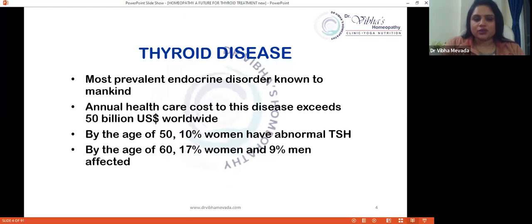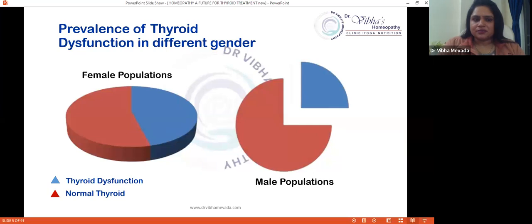And if we talk percentage-wise about how many people are commonly affected, by the age of 50, 10% of women have abnormal TSH, that is thyroid stimulating hormone. Up to the age of 60, 17% of women and 9% of males are affected with this problem. If we see the ratio of both genders commonly affected by thyroid disorder, we can understand that 25% of males and more than 45% of females are affected up to a certain age period.